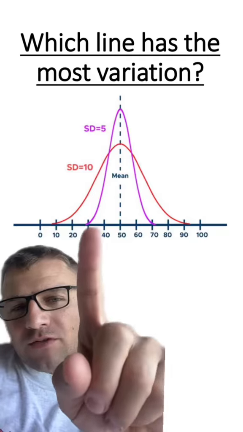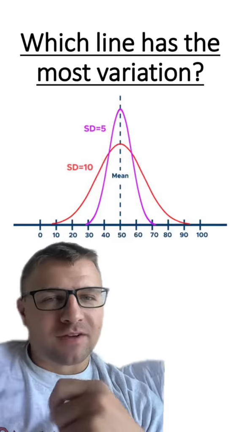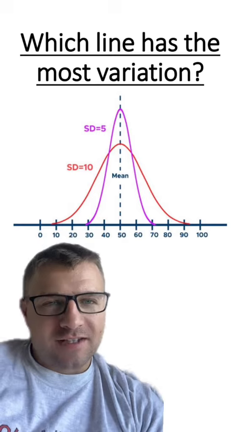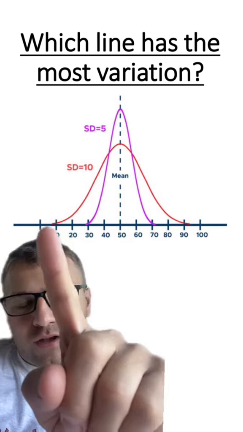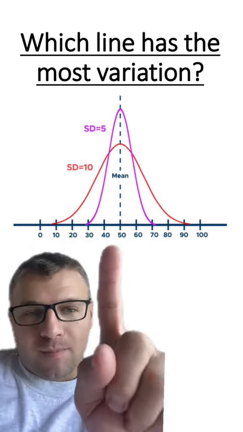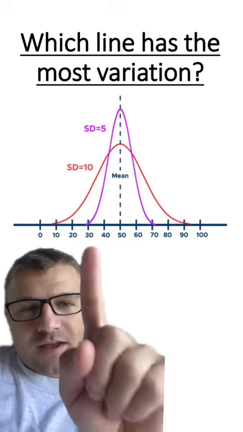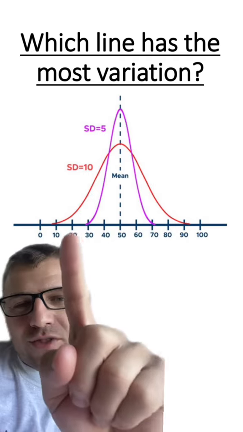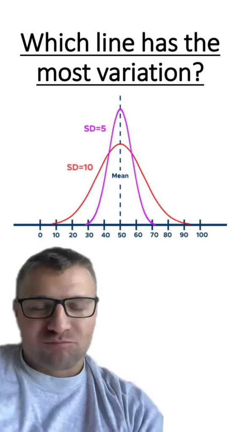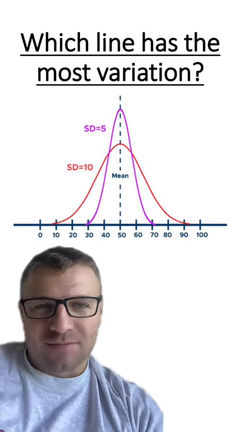Let's assume that both of these colors collected the same amount of data. Which of the data sets has the most variation then? You can see we're looking at two bell curves or normal distributions. Both have an average of 50, but the pinkish purplish one has a standard deviation of 5, while the red one has a standard deviation of 10. So which data set has the most variation?